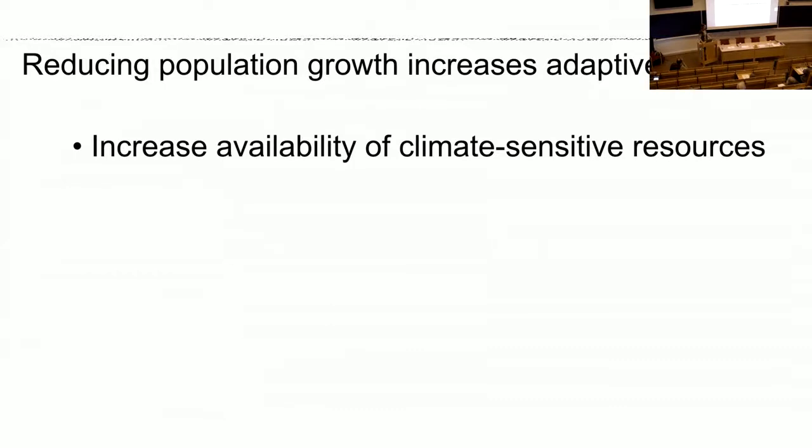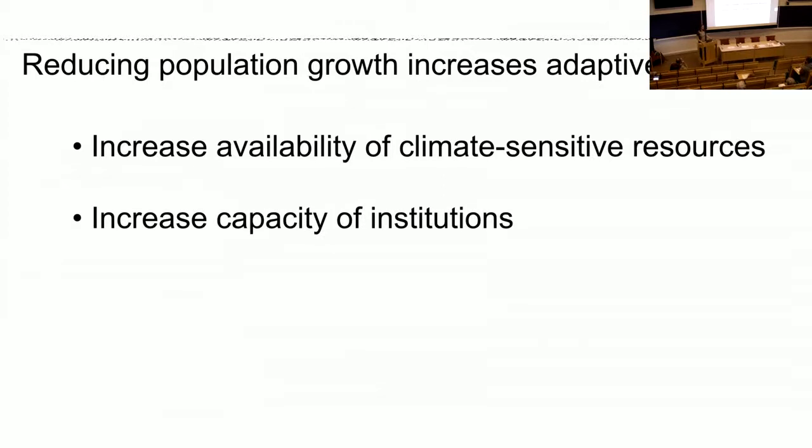So how will it do that? Well, as I said, it will increase the availability of climate-sensitive resources. So if you have a limited resource that's being impacted by climate change and also being impacted by population growth, if you reduce population growth, then you'll have a higher per capita availability of that resource.